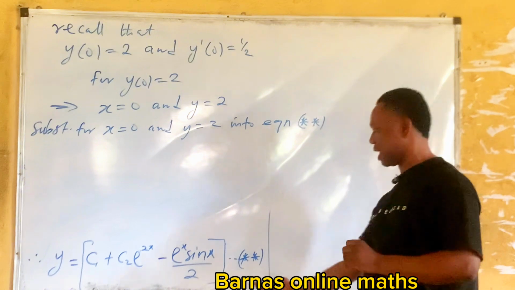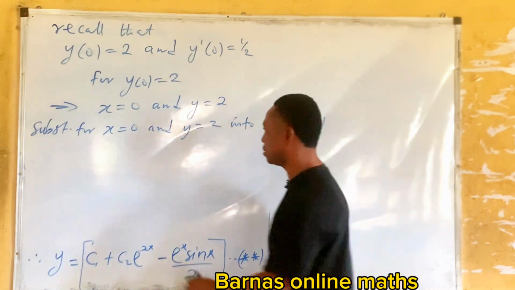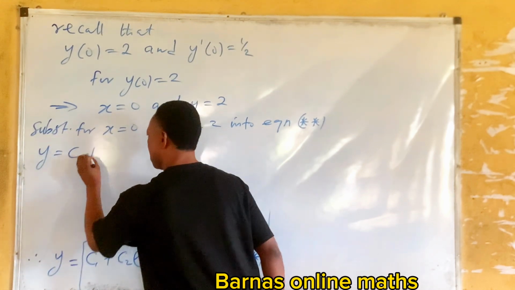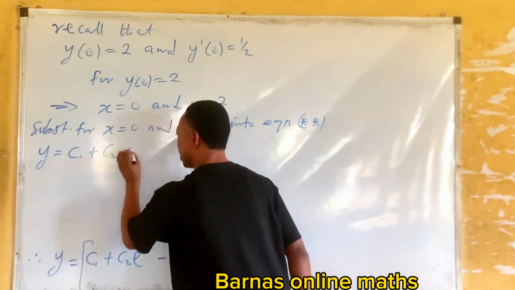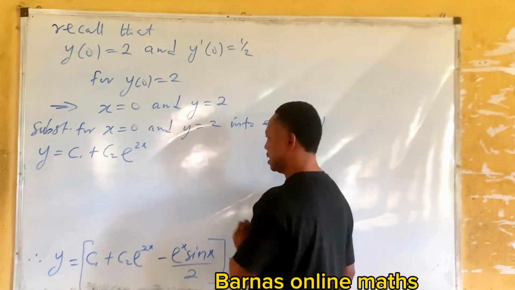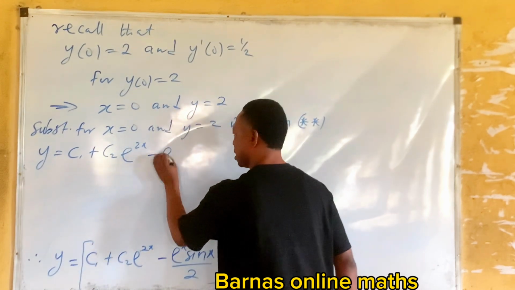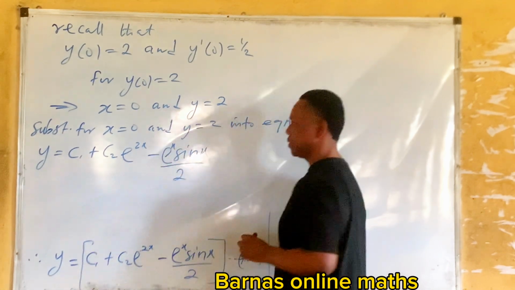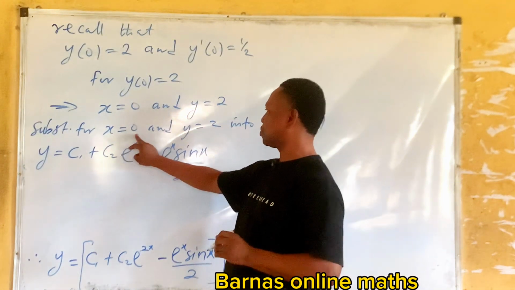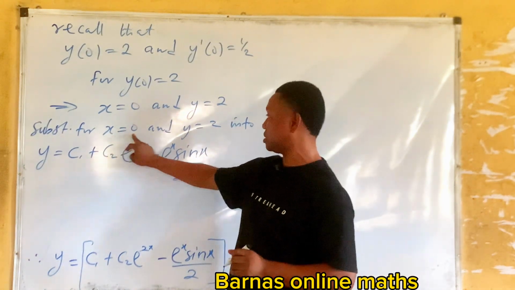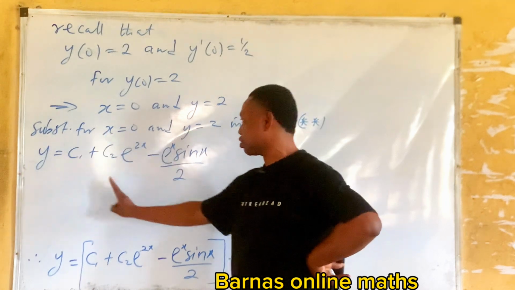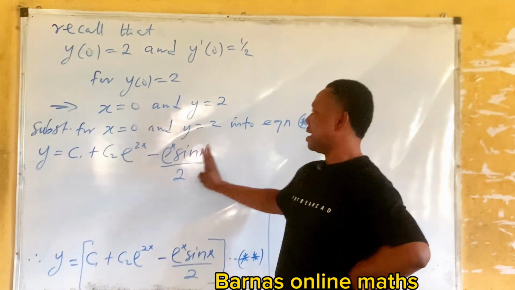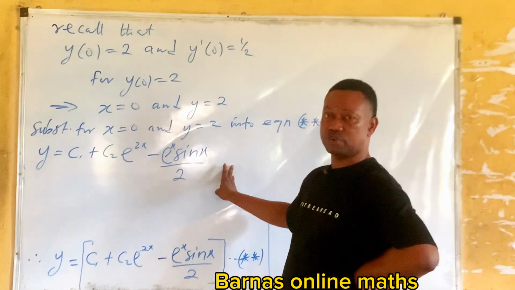And where is equation star? Look at it, which is our general solution. That is y equals c1 plus c2 e to power 2x, then minus e to power x sine x, all upon 2. Since x is equal to 0, which simply means that in this function, whenever you see x, replace it to be 0, and y equal to 2, wherever you see y, replace it to be 2.